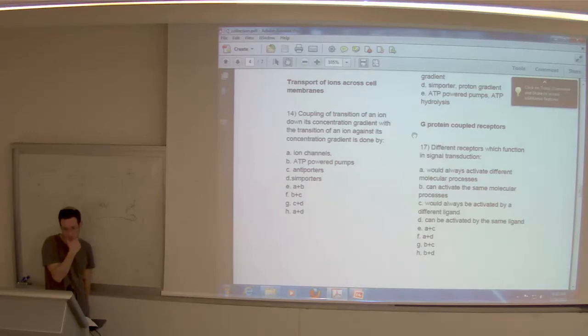So A and B are incorrect, and antiporters are correct. And also symporters, that's another subtle point. Symporters also do the same thing, only in symporters both molecules are translocated to the same side. They still use the downhill movement of one coupled with the uphill movement of the other. Okay.